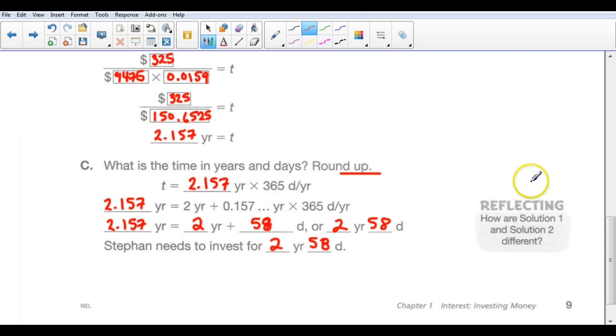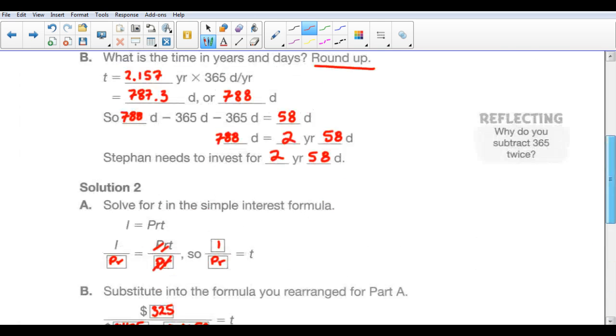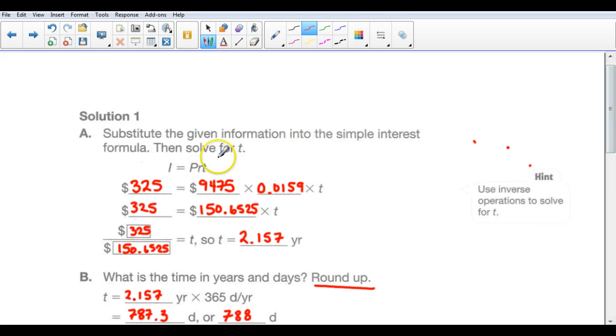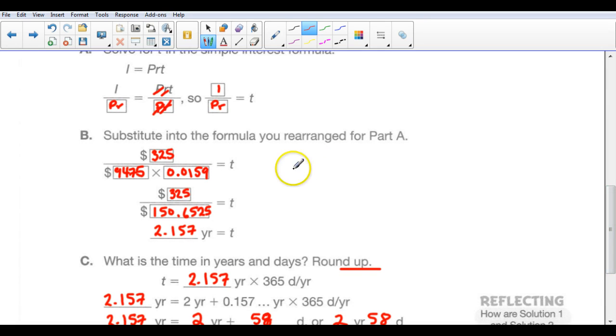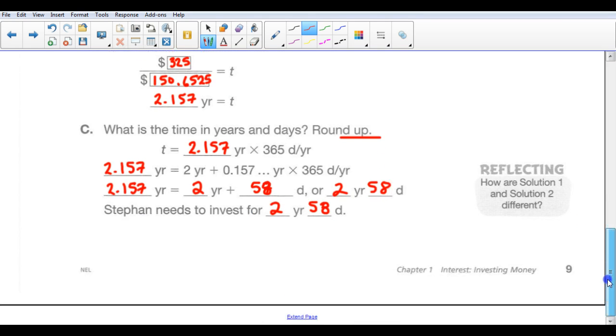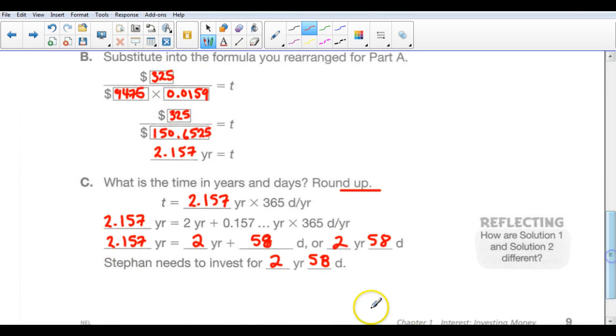Okay, so there were two ways that we could have done this. We can substitute everything into the original formula and then do the math from there and rearrange it, or we can substitute the numbers into the rearranged formula like we did right here, and solve it that way. It really doesn't matter which way you do it, you get exactly the same answer. Okay, now go ahead and try some practice ones.